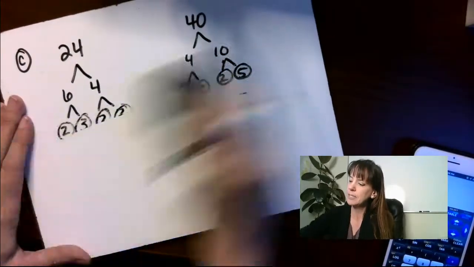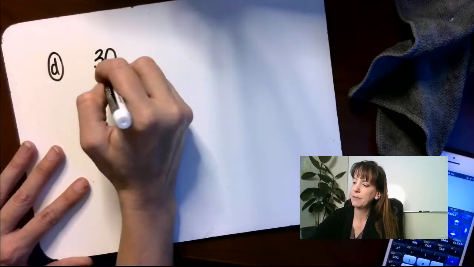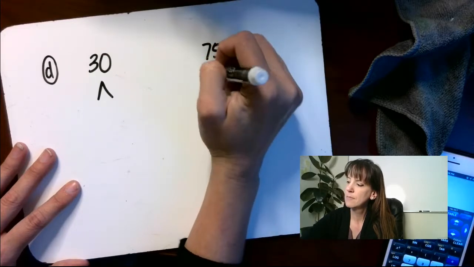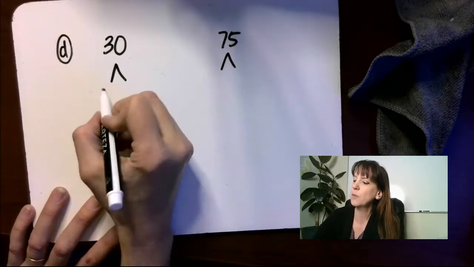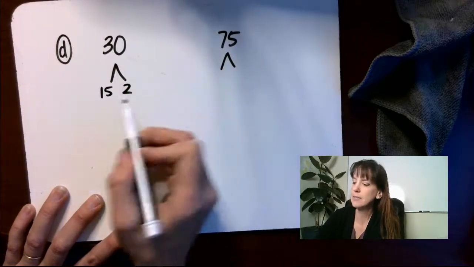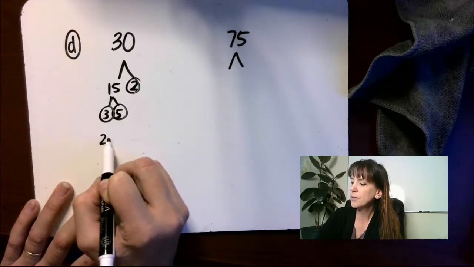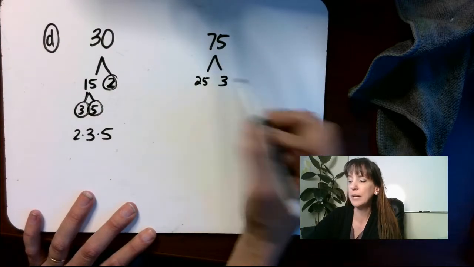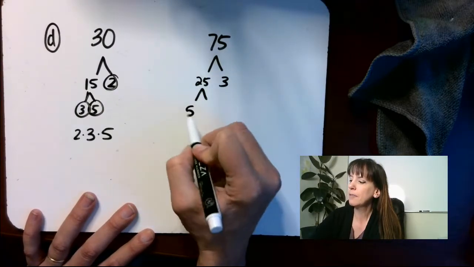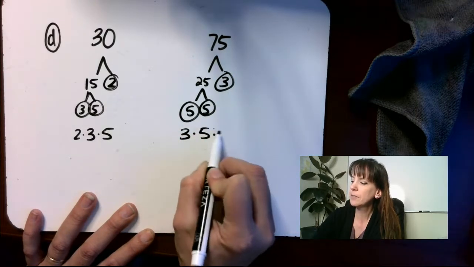Let's do D really quick together. D, we're going to do the same thing, 30 and 75. All right, guys, so let's do this prime factorization. We get 15 and 2, right? This is prime, this is 3 and 5. So we get 2, 3, and 5. 75, I know that's 25 times 3. This is going to be 5 and 5, so we've got 5, 5, 3. So I have 3 times 5 times 5.